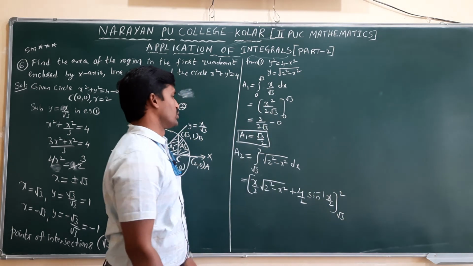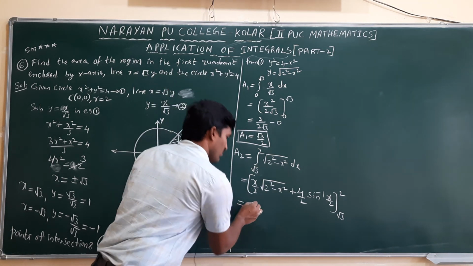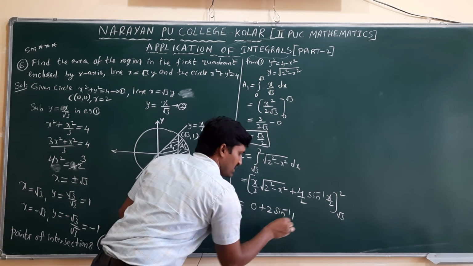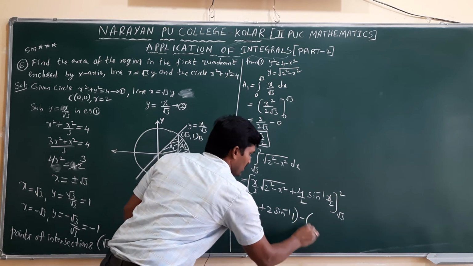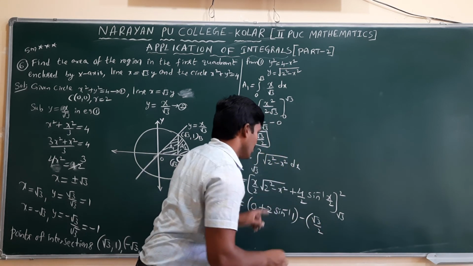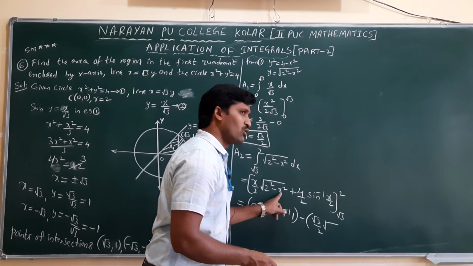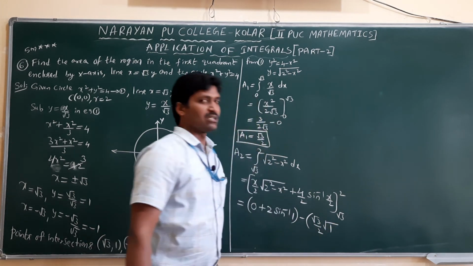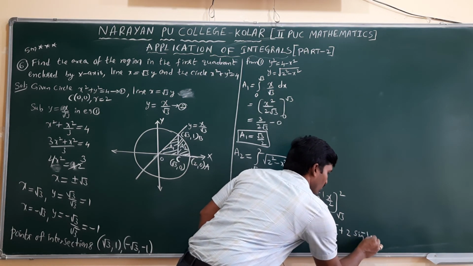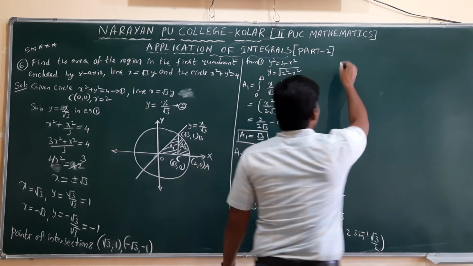From root 3 to 2. Substitute the upper limit: 2 by 2, into root of 2 square minus 2 square, the value becomes 0. Then 4 by 2, that is 2, into sine inverse of 2 by 2, that is 1. Minus the lower limit: root 3 by 2 into root of 2 square, that is 4, minus root 3 whole square, 3. Now what will you get? 1. Then 4 by 2, that is 2, into sine inverse of root 3 by 2. We need to simplify this.